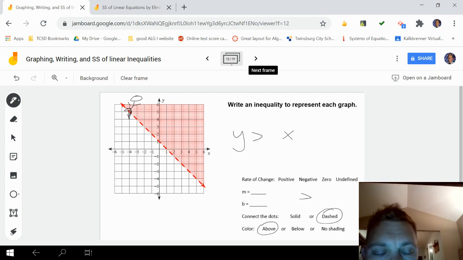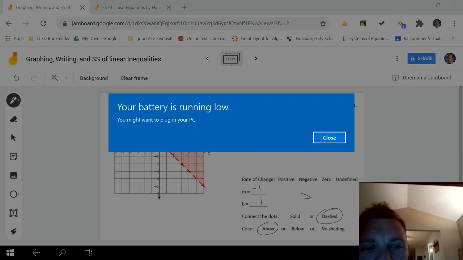Now again, I kind of like doing the y-intercept first, which is +1, because it's touching the y-axis at 1. And now it looks like we're going down 1, right 1, down 1, right 1, down 1, right 1. So that's just a factor of 1. But remember, we're going downhill, so it's -1. Oh no, my battery's running low. I gotta hurry.